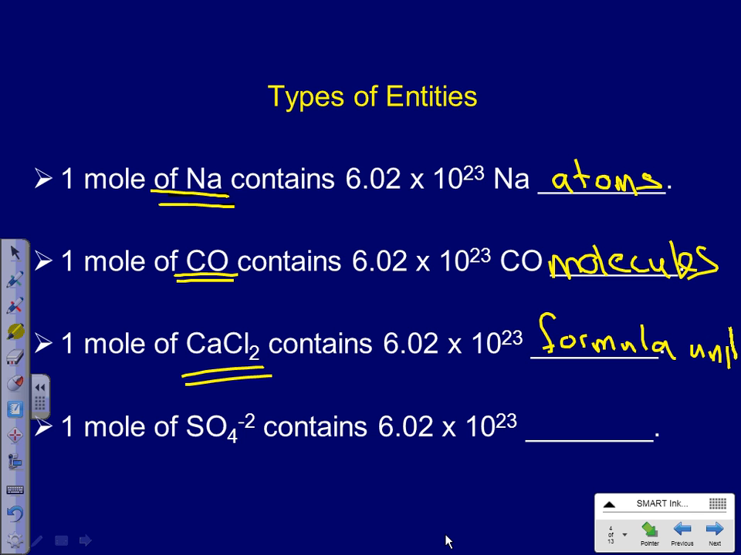Formula unit. It's like the molecule, except it's the ionic version. And if I had a mole of SO4 2- sulfates, what is that smallest piece called? Ty? It's an ion. All right? So that's what we're talking about when we talk about entities.